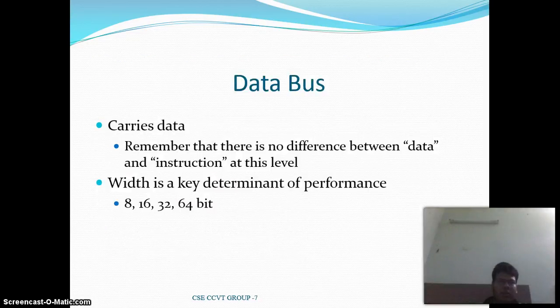Now I will tell you about bus structures. It consists of three lines. First is the data lines. These are the lines which provide a path between system modules. These lines are known as data lines.